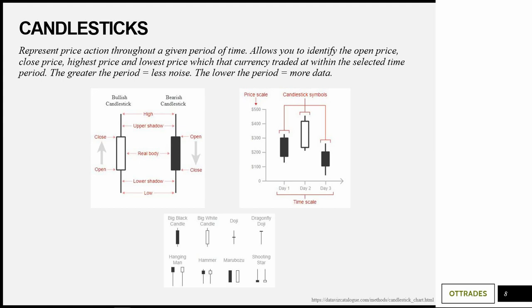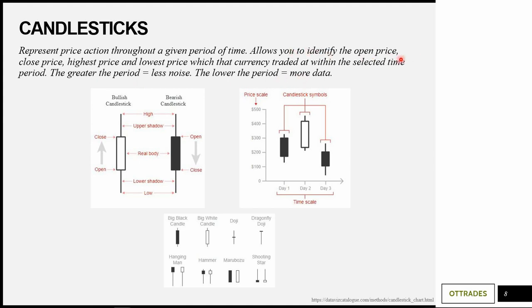So to summarize that, I'll get the laser pointer out here. It says there, it identifies the open price, close price, highest price, and lowest price within a selected time period. So let's take this candle here, a bullish candlestick. Bullish means price moving higher. Bearish means price moving lower. Bearish people can be called sellers. Bullish people, bulls, can be buyers.